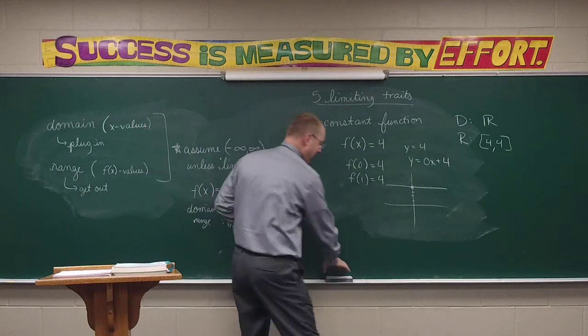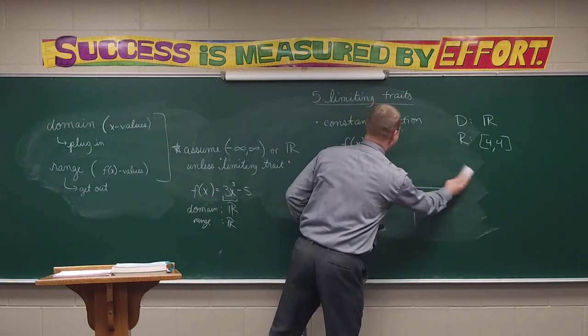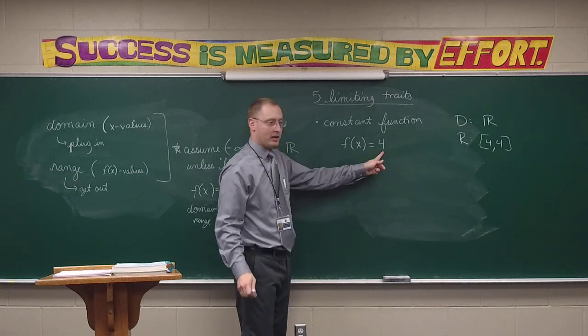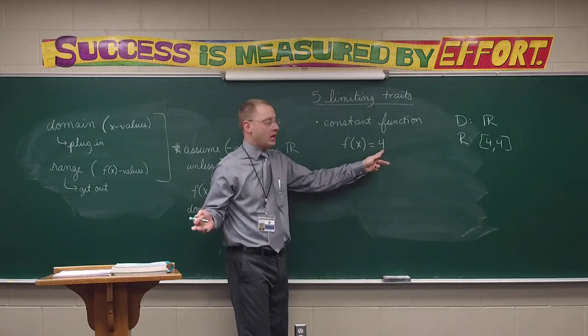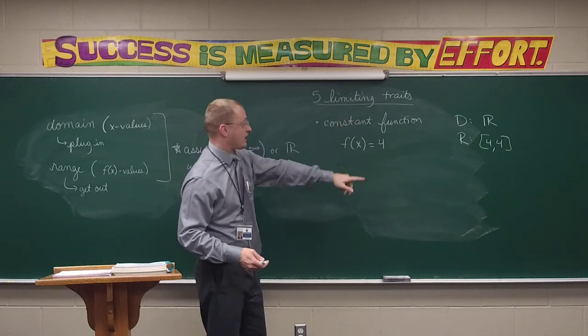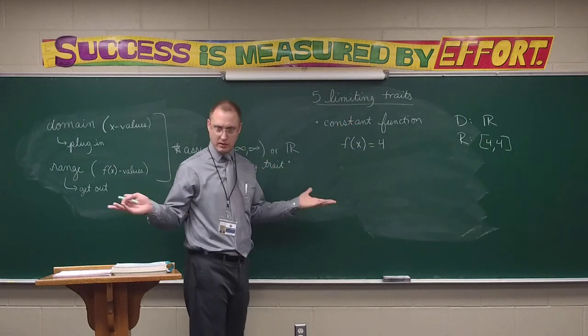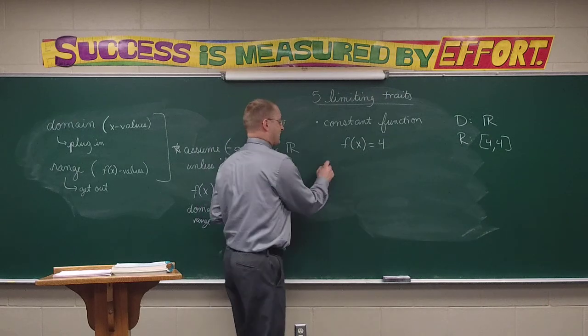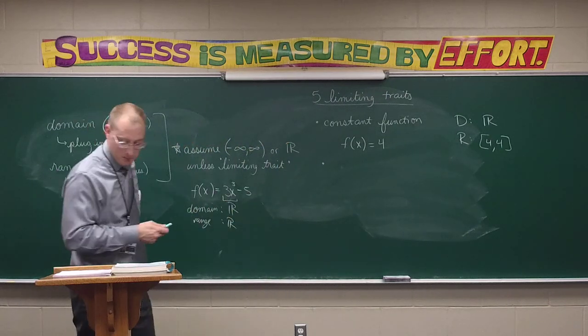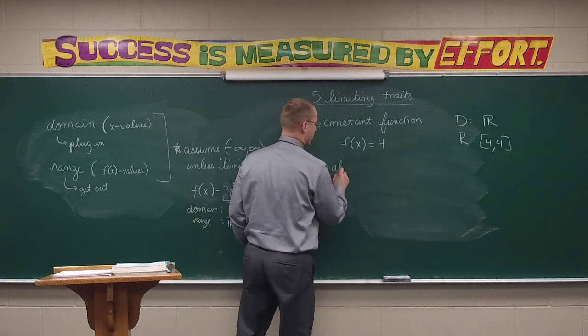And so that's a constant function, where the y value, or the f of x, is equal to a constant. No variable at all. And a constant function, you plug in whatever you want because there's nowhere to put it, and you're only ever going to get out whatever that value is. Make sense? We don't see functions like that very often, but that is a limiting trait. Having a constant function be a limiting trait. Another limiting trait is an absolute value function.